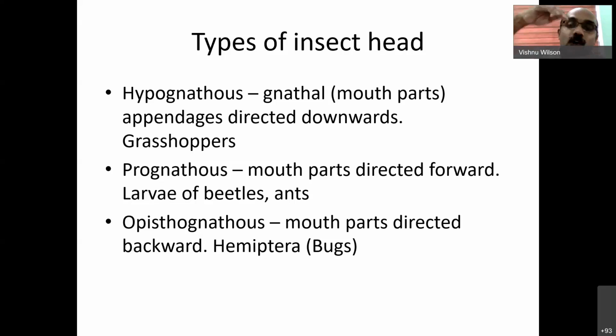If the mouthparts are directed perpendicularly downwards, it will be like this, and it is called hypognathous. If the mouthparts are directed forward, it is called prognathous. If the mouthparts are directed backwards, like this, it is opisthognathous. So, perpendicular is hypognathous, forward or anterior is prognathous, and backward is opisthognathous.